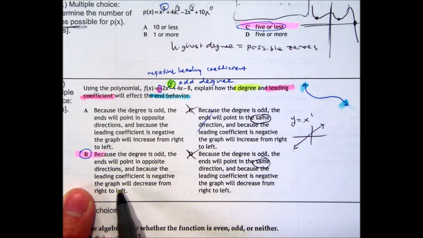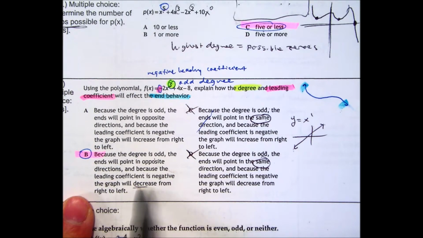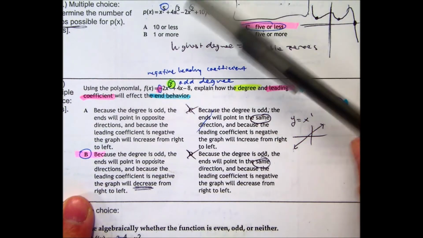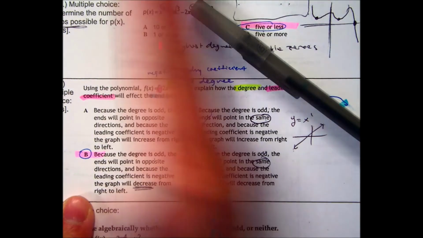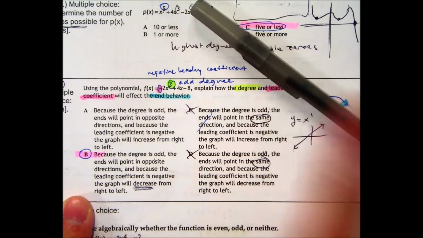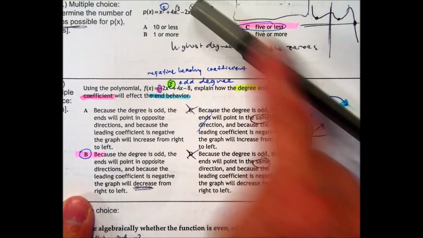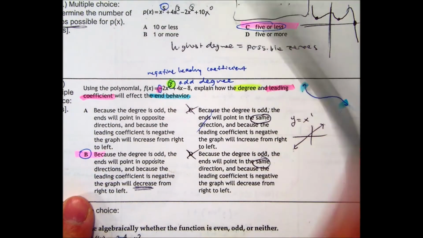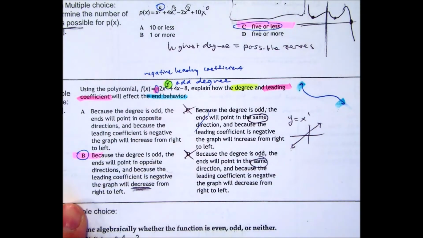And because the leading coefficient is negative, the graph will decrease. So the word decrease, you're reading graphs from left to right. So here my graph, my hill, my roller coaster is going down from left to right. Okay, so that's the key word, decreasing.